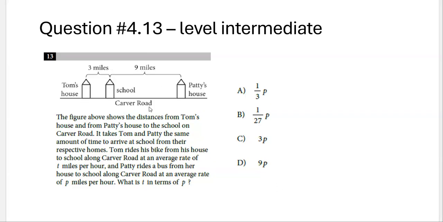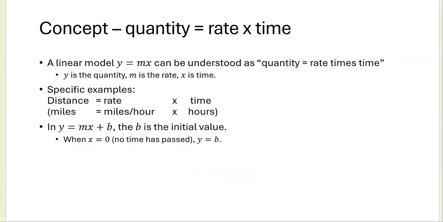So let me go over the concept and then I'll explain how to solve it with the concept. Okay, so the concept is linear models and rate of change, constant rate of change. I recommend students to memorize this simple statement. Quantity equals rate times time. This is what a linear model represents. Quantity equals rate times time. Quantity, y, equals the slope or the rate times x, or think of this as t for time, okay?